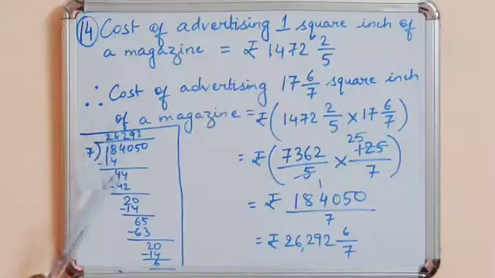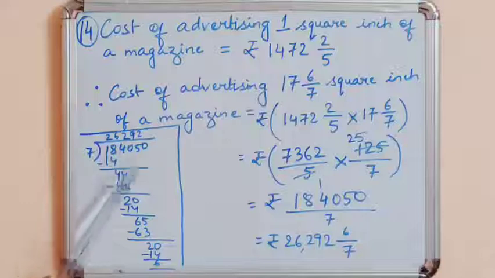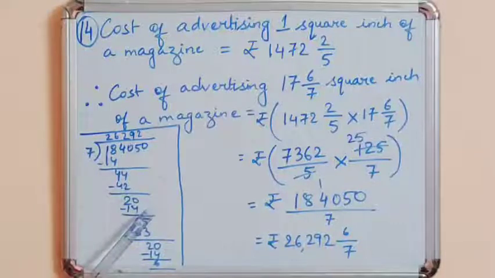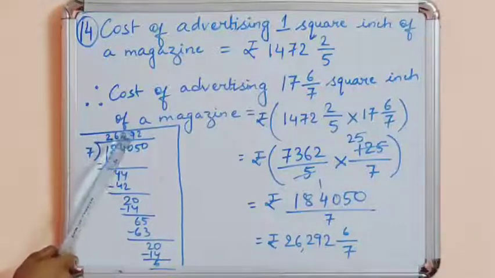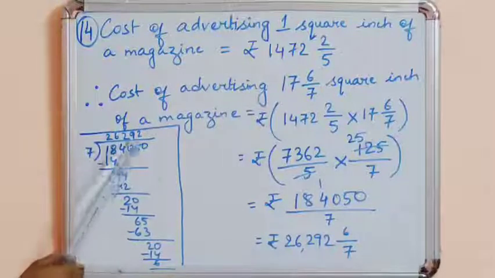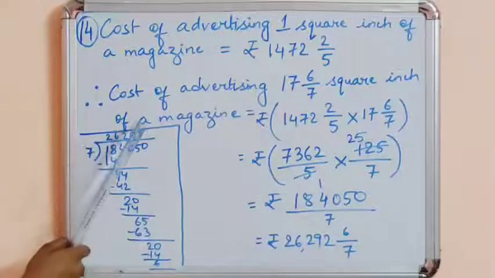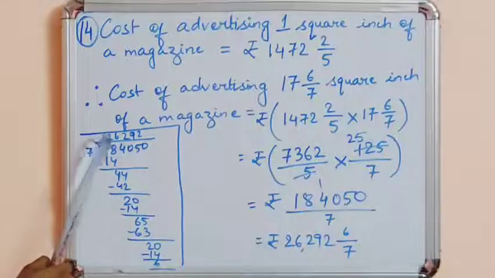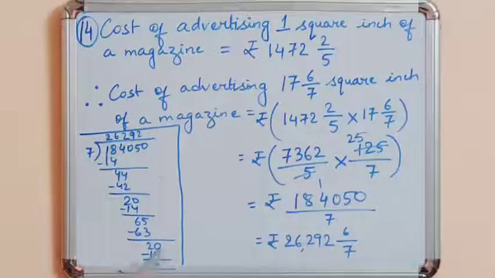So 7 6s are 42. 44 minus 42 is 2. 0 will come down. 7 2s are 14. 20 minus 14 is 6. This 5 will be taken down. 7 9s are 63. 65 minus 63 is 2. The 0 will come down. 7 2s are 14. So 20 minus 14 is 6. So our fraction will be 26,292 6/7.